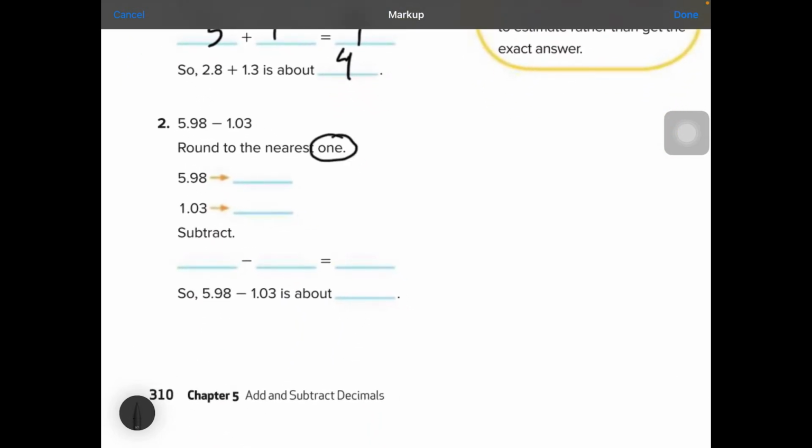Round to the nearest 1. Okay, there's our target. And we are subtracting. So that 9 is going to make that 5 bump up to a 6, and that 0 is going to keep that 1 at a 1. So we're going to subtract 6 minus 1, which is 5. So the answer is about 5.